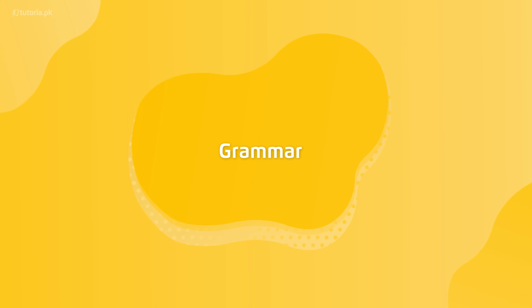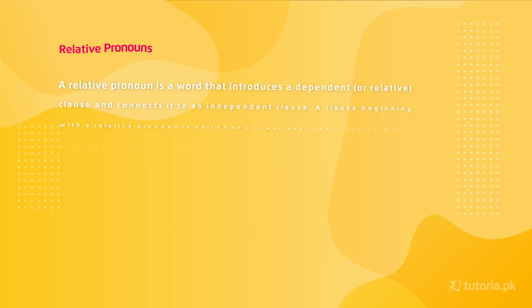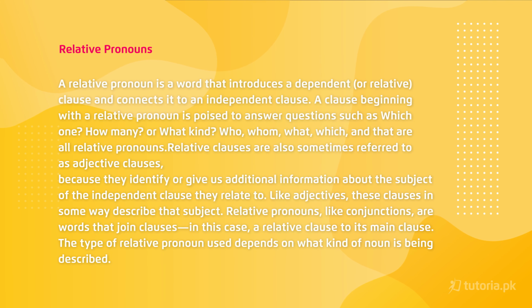Let's move forward to the discussion of exercises related to grammar now. Our first grammatical topic is relative pronouns. What are relative pronouns? A relative pronoun is a word that introduces a dependent or relative clause and connects it to an independent clause. A clause beginning with a relative pronoun is poised to answer questions such as which one, how many, or what kind. Who, whom, what, which, and that are relative pronouns.